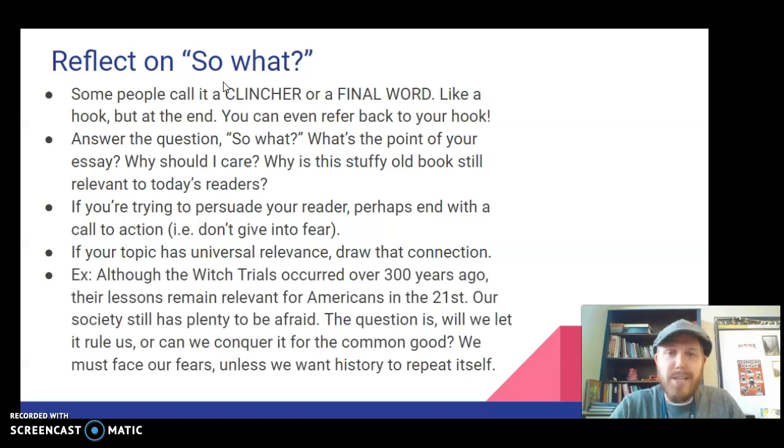So here's my clincher, my final word for my Crucible essay. Although the witch trials occurred over 300 years ago, their lessons remain relevant for Americans in the 21st century. Our society still has plenty to be afraid of. The question is, will we let it rule us, or can we conquer it for the common good? We must face our fears unless we want history to repeat itself. See, that's something that everyone can relate to, whether or not you're familiar with The Crucible. So that's a good clincher, good call to action. Don't be afraid.